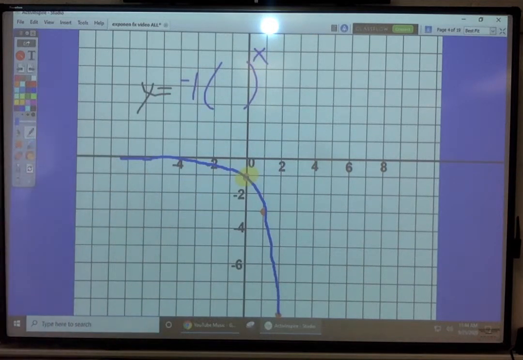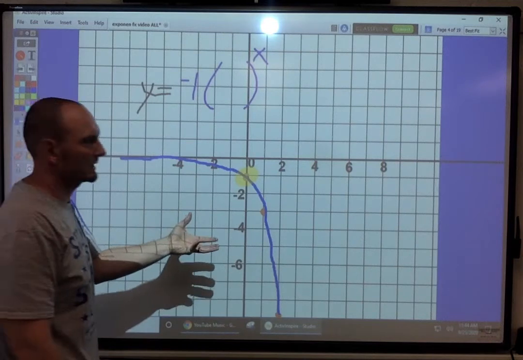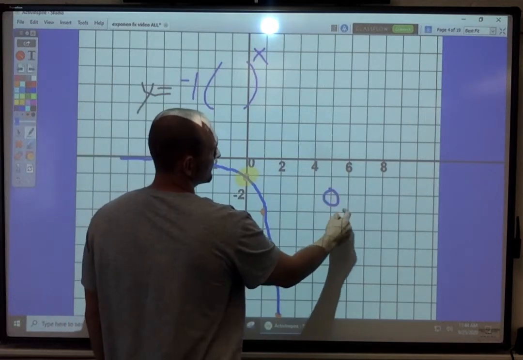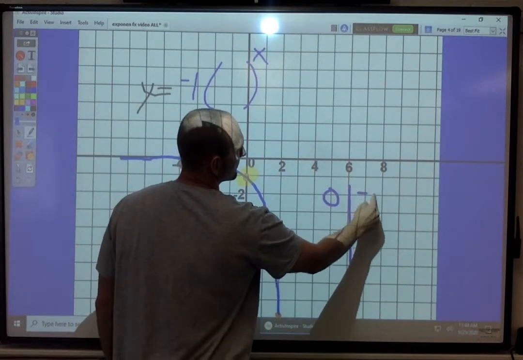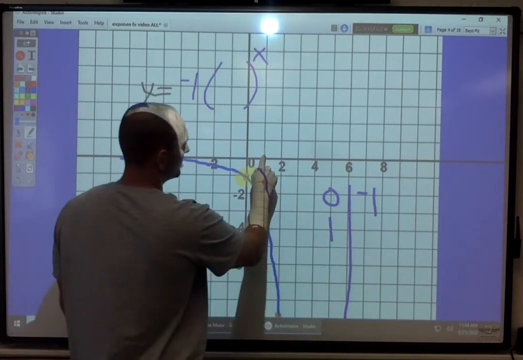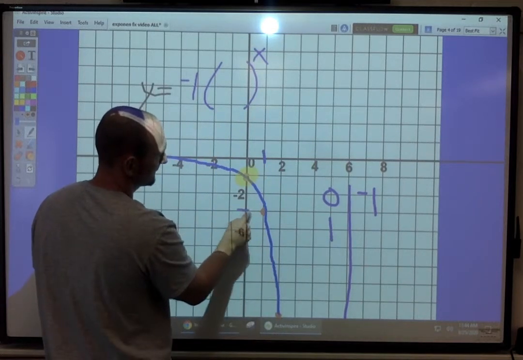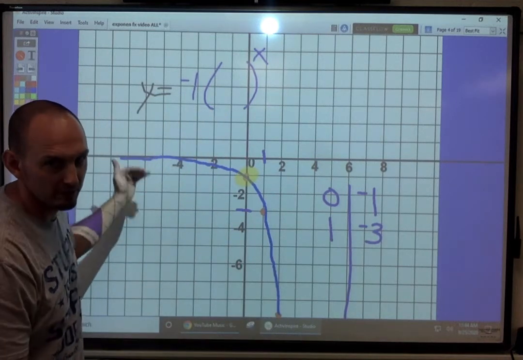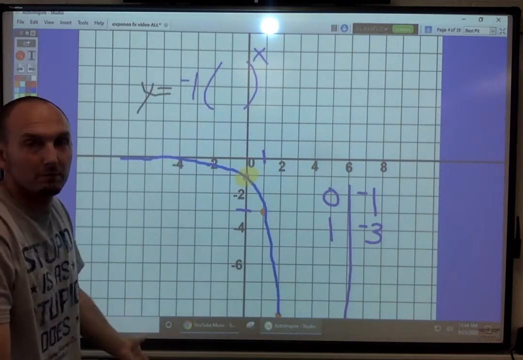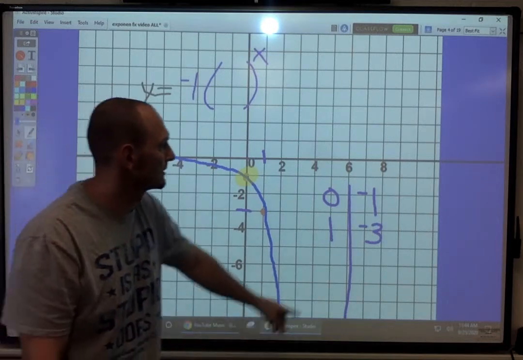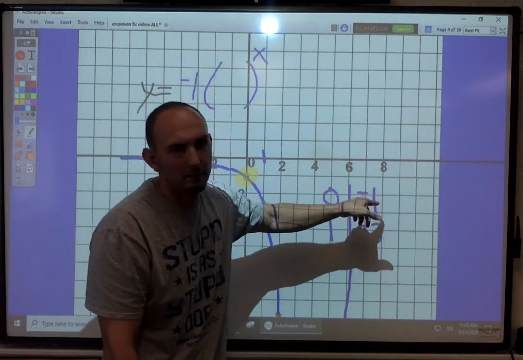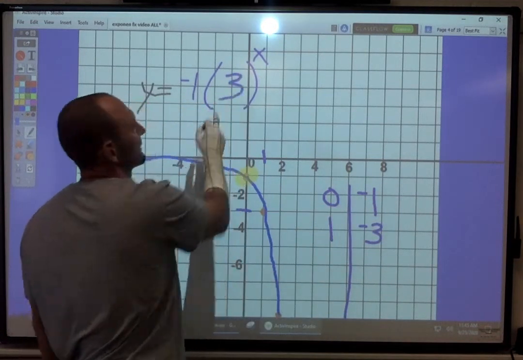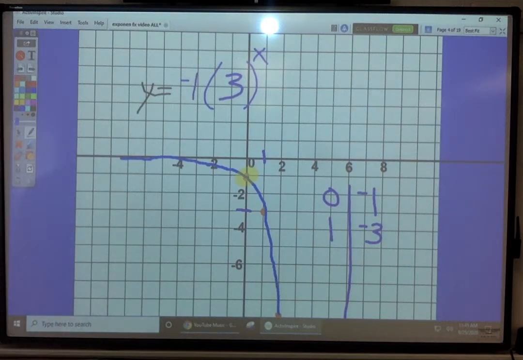If you can't see it, let's make these points into a table. So at 0, we're at -1. Then at 1 here, we're at -3. I recognize this graph is exponential, so I don't have to wonder if it's linear or not. So -3 divided by -1 is 3. Now you've written the function.